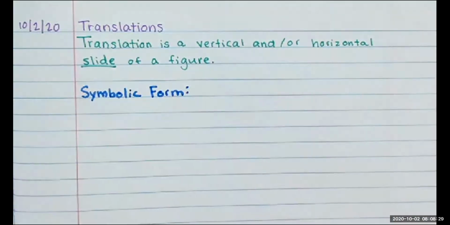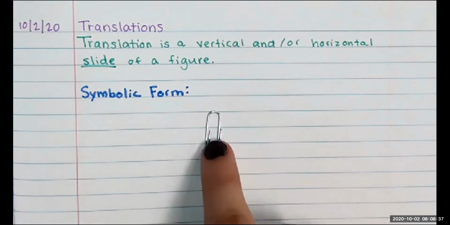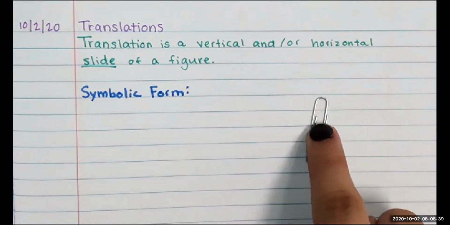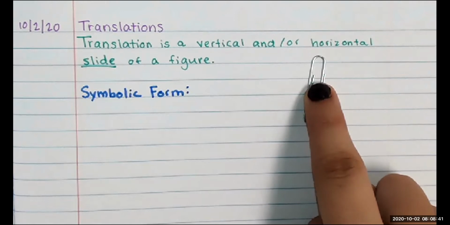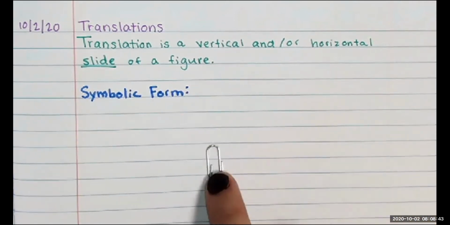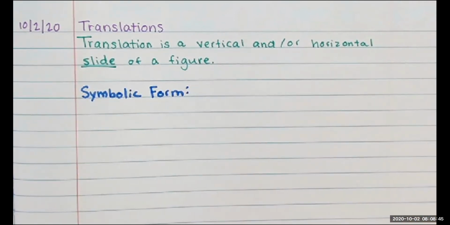So anytime we are moving a figure on a coordinate plane, it's going to, again, either have a horizontal, vertical, or maybe horizontal and vertical if it's going in a diagonal path. So as such, we want to figure out, okay, how much did it move to the side and how much did it move up or down?